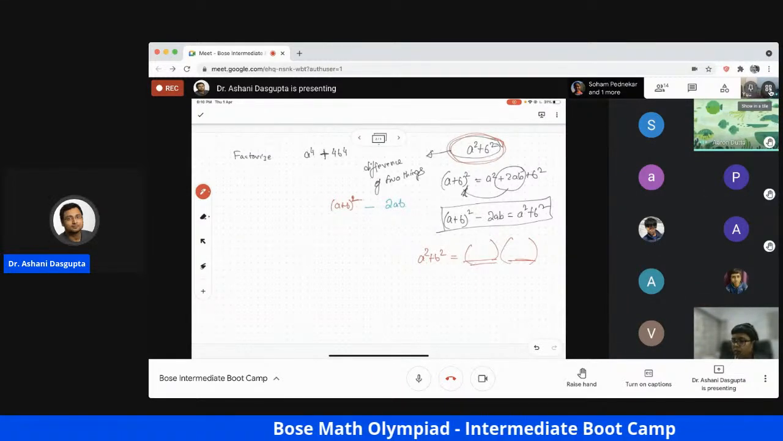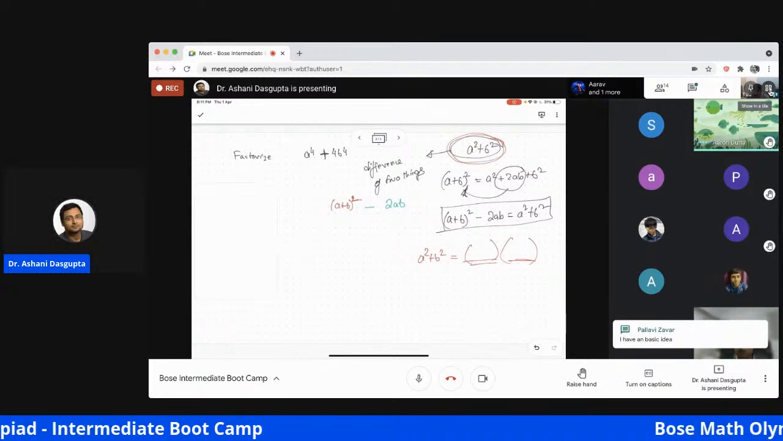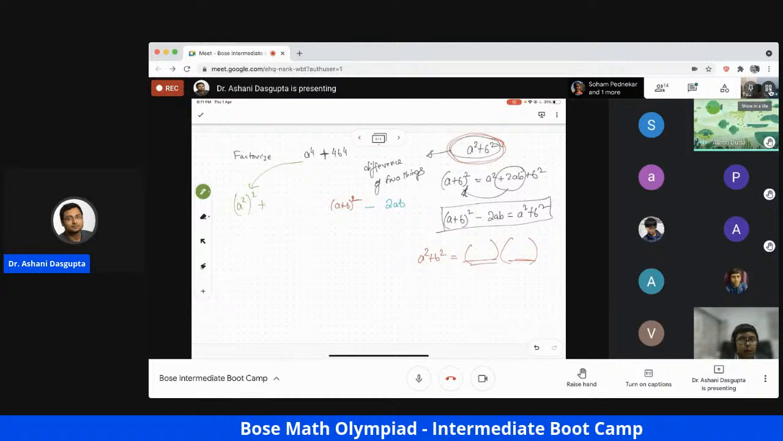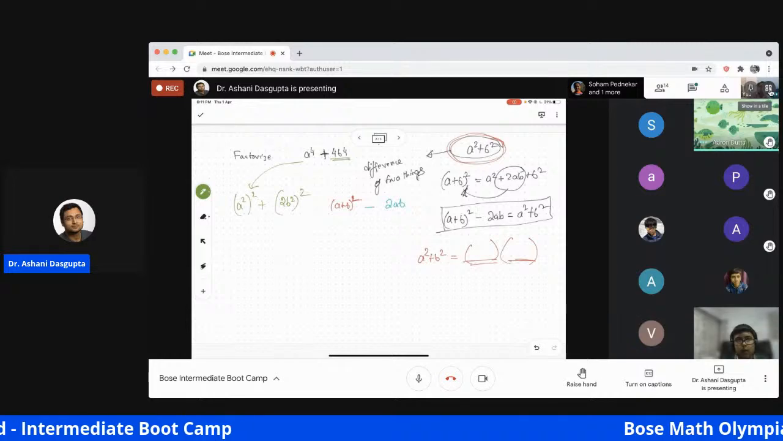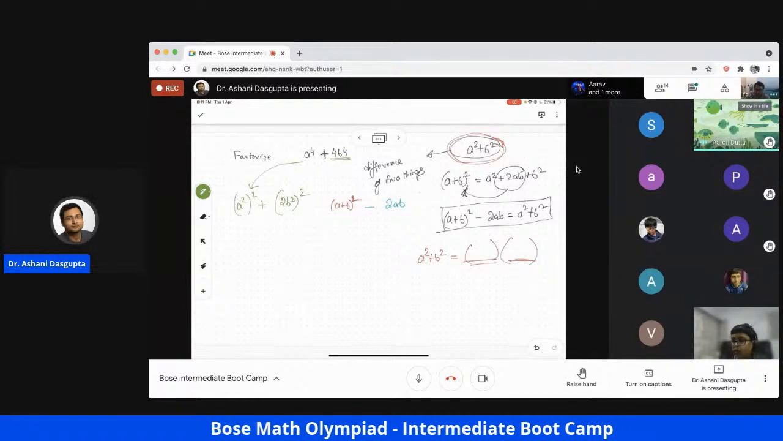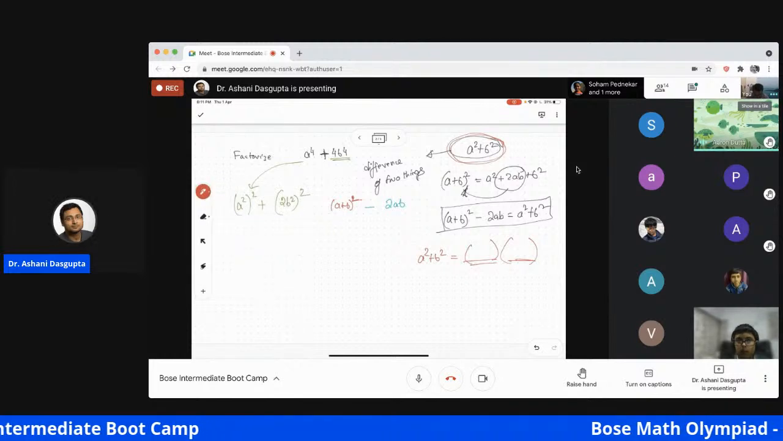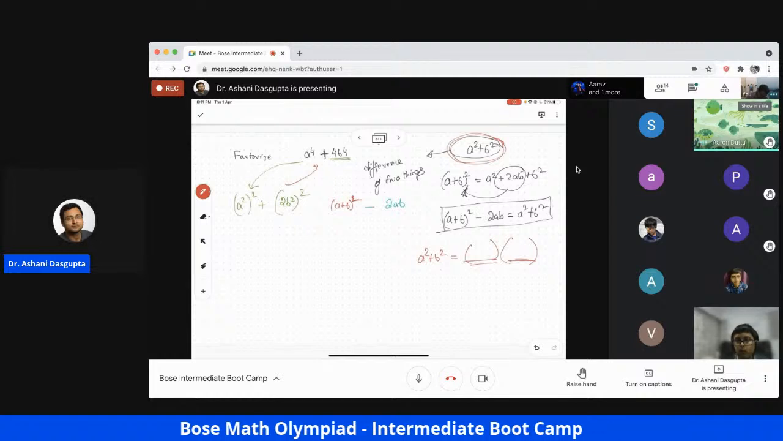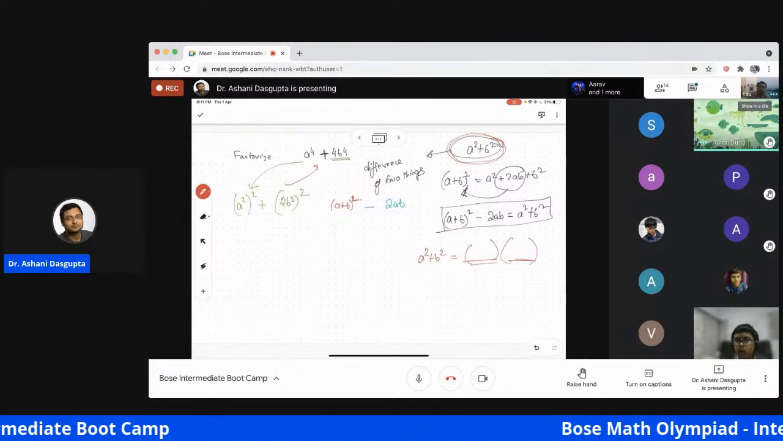So, sir, if you take a to the power 4 as a square whole squared, and if you take 4b to the power 4 as 2b square whole square, then if you take a square plus 2b square whole square, which is equal to a^4 plus 4b^4 plus 4a square b square. Then what you do here is you take the 4a square b square to the other side.